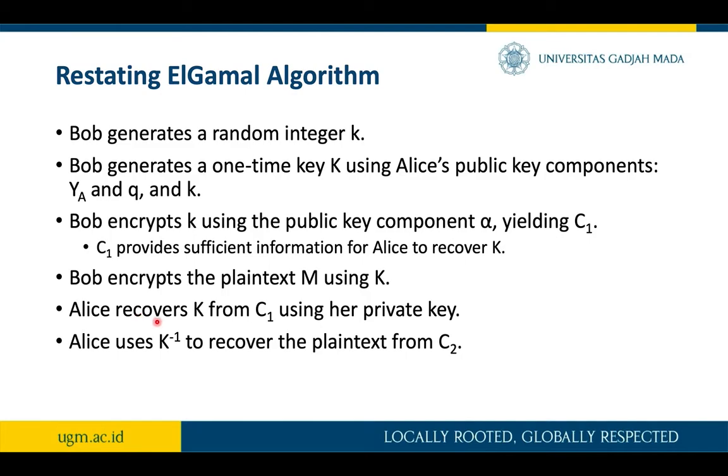Then Alice recovers K from C1 using her private key, and Alice will be able to calculate the original message using the inverse of K to get the plain text from C2. So C1 is not part of the message itself, but it is sufficient information for Alice to recover K. The message itself is contained in C2.